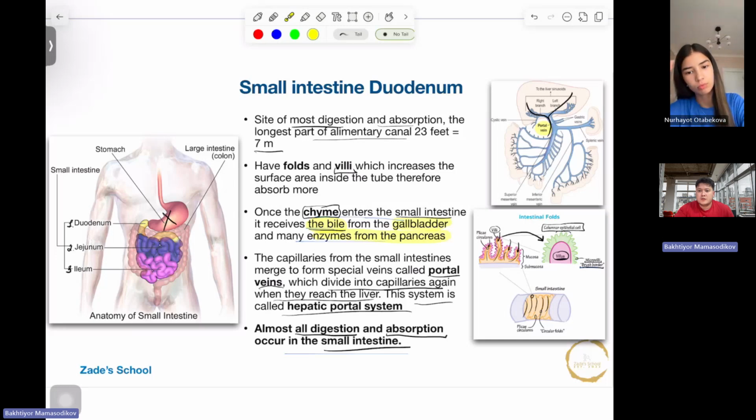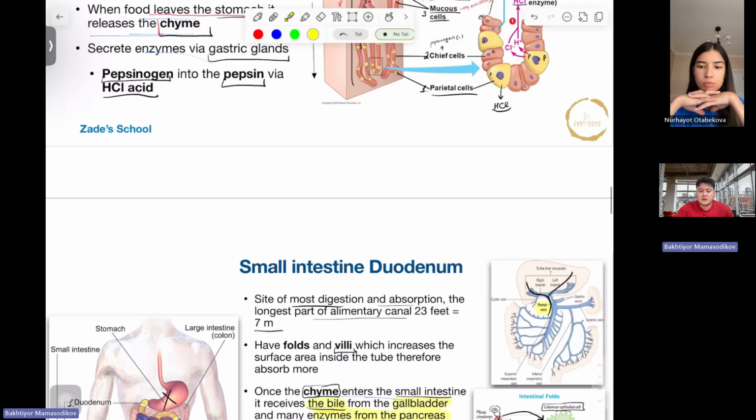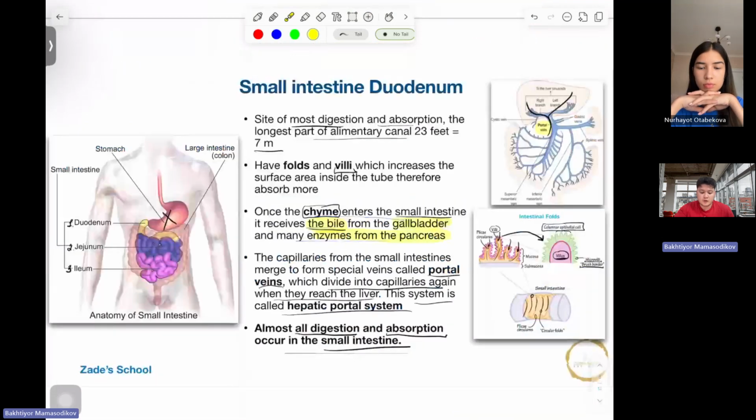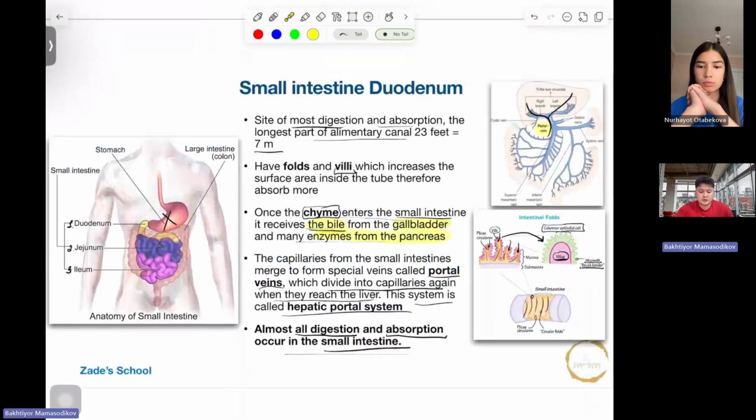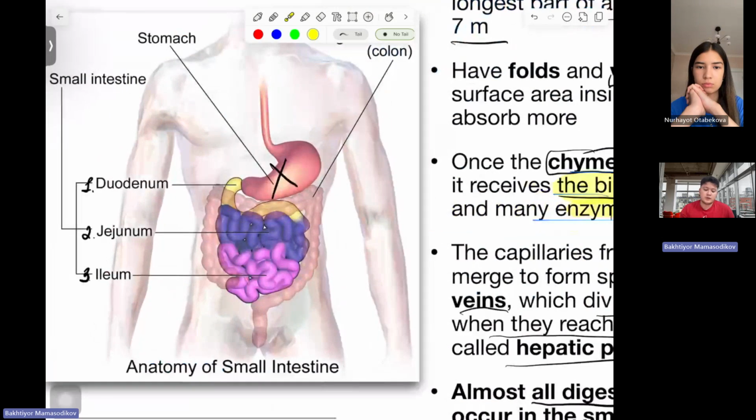Now we will focus on the next step of the digestive system. So we finished the stomach in the previous class, and today we will focus mostly on the small intestine, okay? After the stomach comes the small intestine, and it has three parts. You should know those three parts.